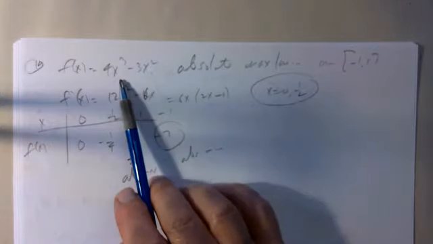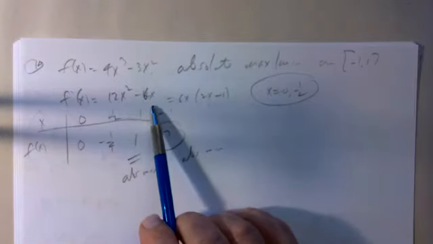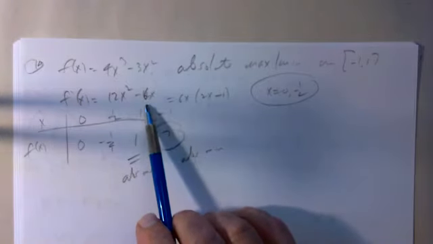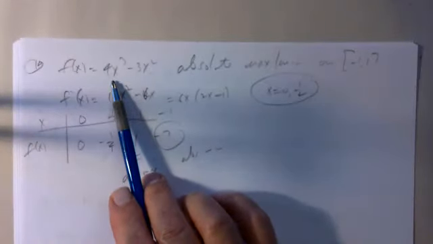4x cubed minus 3x squared, you get 12x squared minus 6x. That's 6x times 2x minus 1, so x equals 0 and a half are the critical numbers. At 0 and a half, this is 0 and minus a fourth. But at the endpoints, it takes on very big values, minus 7 and 1.